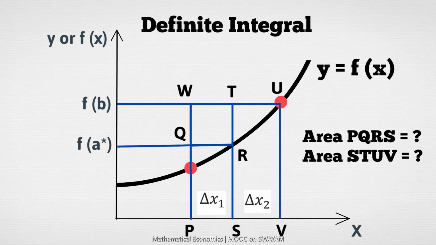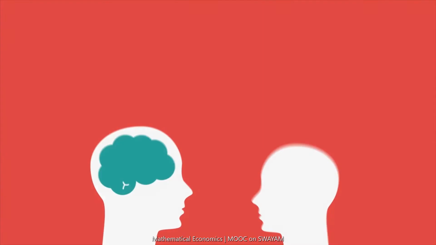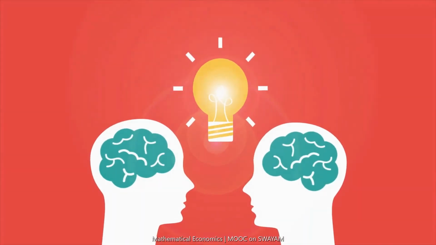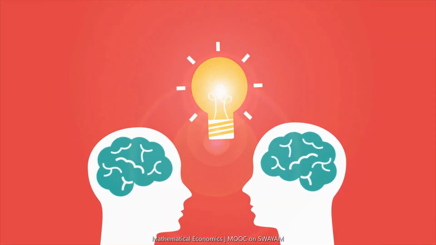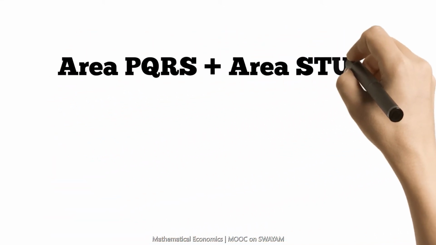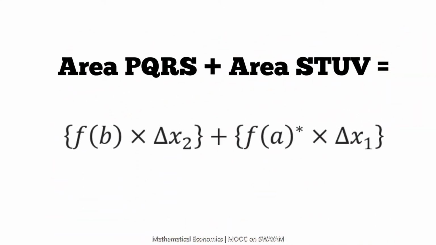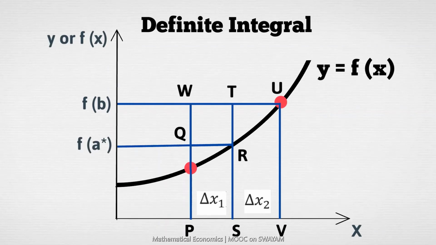Pause the video and write the sum of the area of rectangle STUV and PQRS. This is the result. You can see the sum of the area of the two rectangles is still greater than the area under the curve. But there is a difference between the first case and the second case. Could you point out the difference?